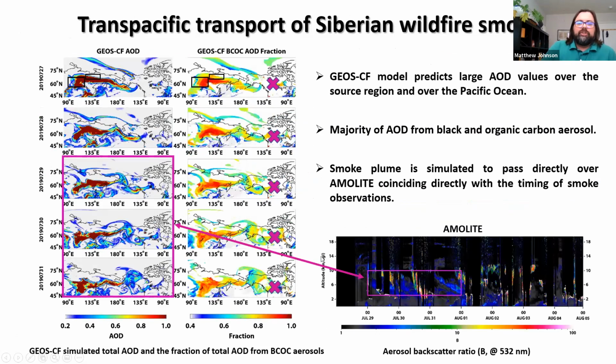And a little bit more evidence to suggest that these enhancements seen by Ammonite are from the Siberian wildfire smoke. Here I'm showing GEOS-CF AOD, or the aerosol optical depth. This is for the July 27th through 31st time period. And then the fraction of this AOD that is from black carbon and organic carbon in the model, which are a main emission source of these wildfire combustion processes. And once again, seeing the same timing of this plume coming across the Pacific over northern Alberta, the Ammonite location, which was observed by the lidar.